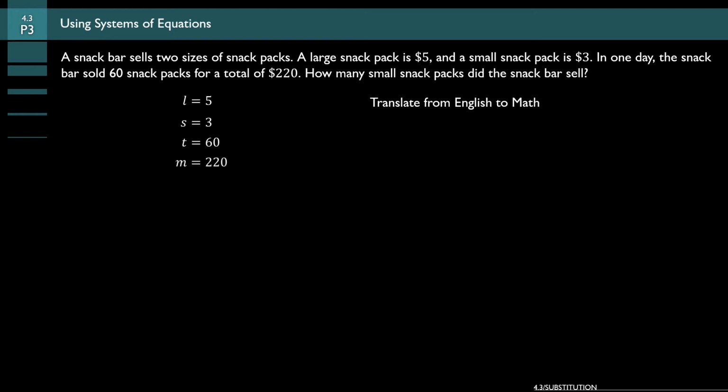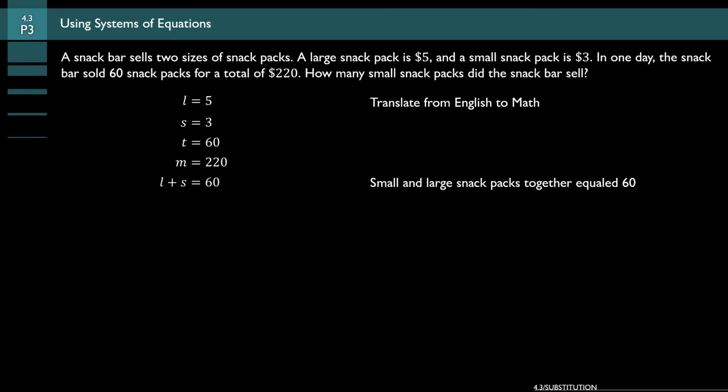So what we want to do is set up an equation where we get something that equals 60 and something that equals $220. In order to figure out that 60, the 60 is just the number of snack packs that were sold. Well, how many different types of snack packs are sold? You have 2. You have the large and the small. So between the large and the small snack packs, you had 60 snack packs that were sold. So L plus S equals 60.